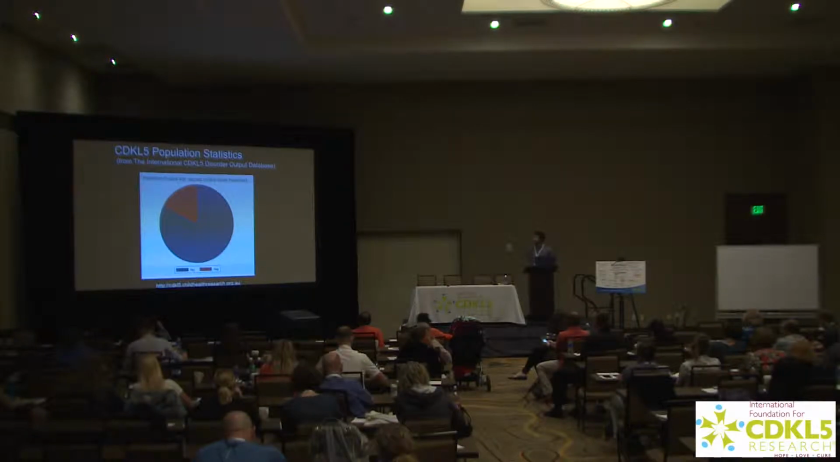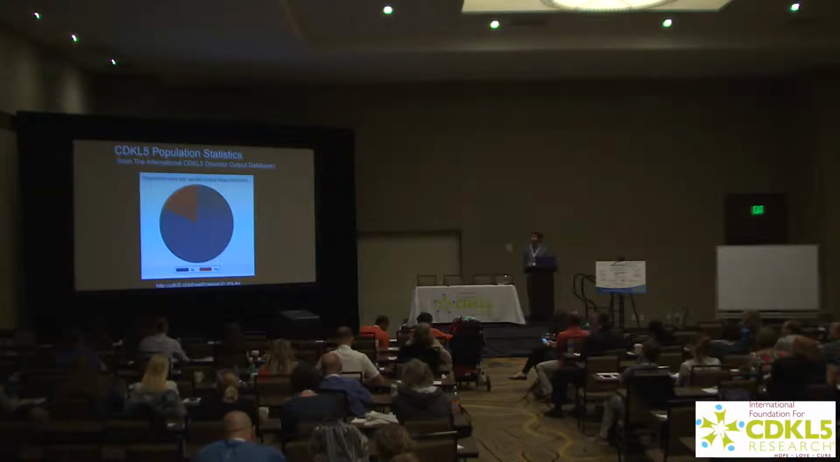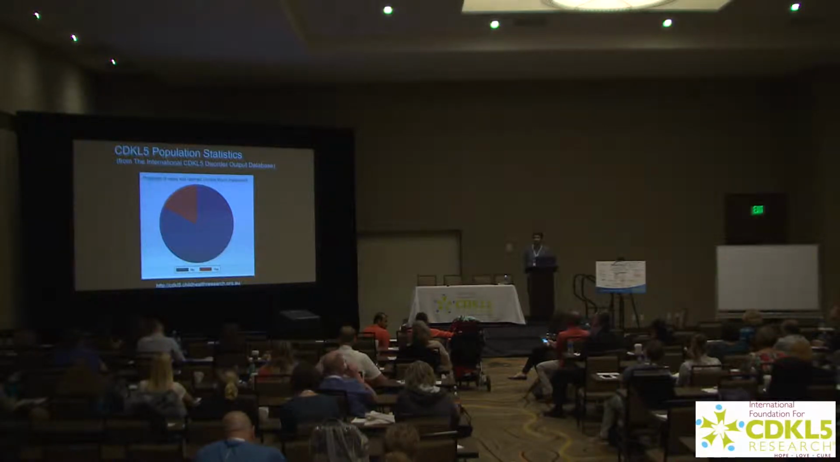So, population statistics. This is taken from the CDKL5 disorder output database, and it shows roughly, maybe 1/5 of kids with CDKL5 disorders have reported cortical visual impairment. Okay? And it's key to say reported, because it's my suspicion that the number is probably much higher. That's what I've heard from pretty much everyone I've talked to who has a child or works with kids with CDKL5 disorders: there's probably a large number of unreported cases, or maybe just undiagnosed cases. And we'll talk about that a little bit too.